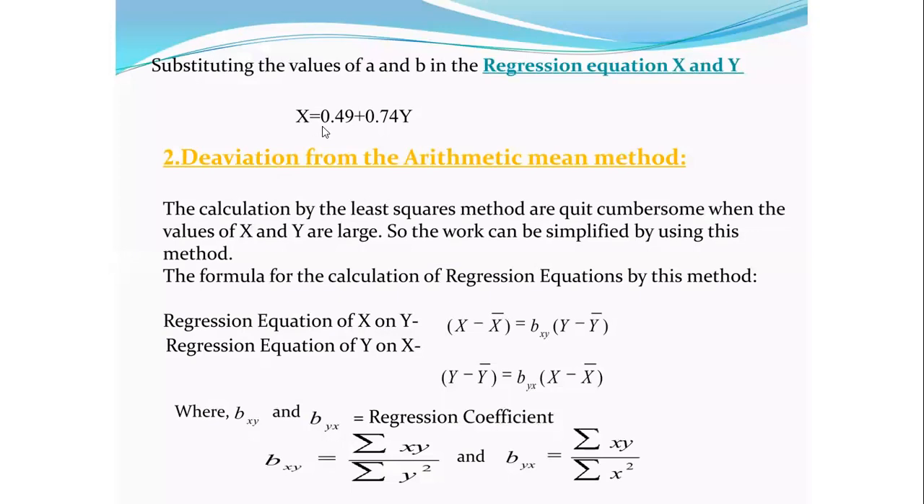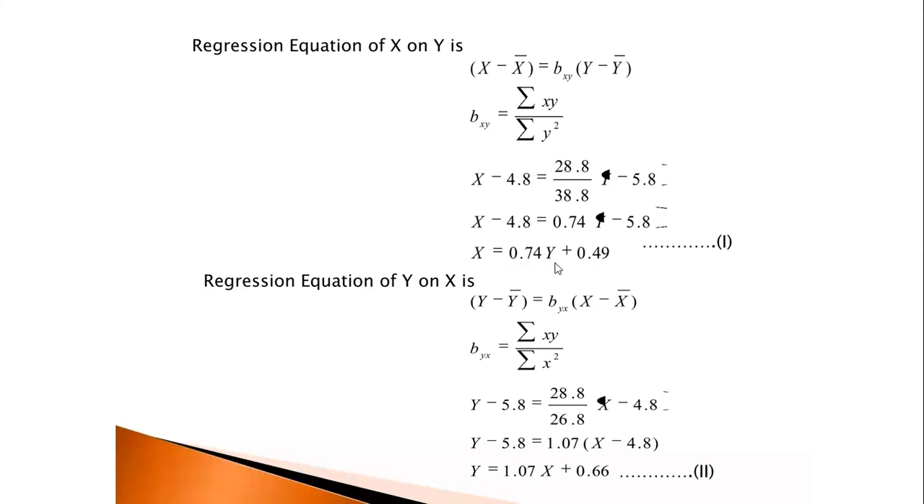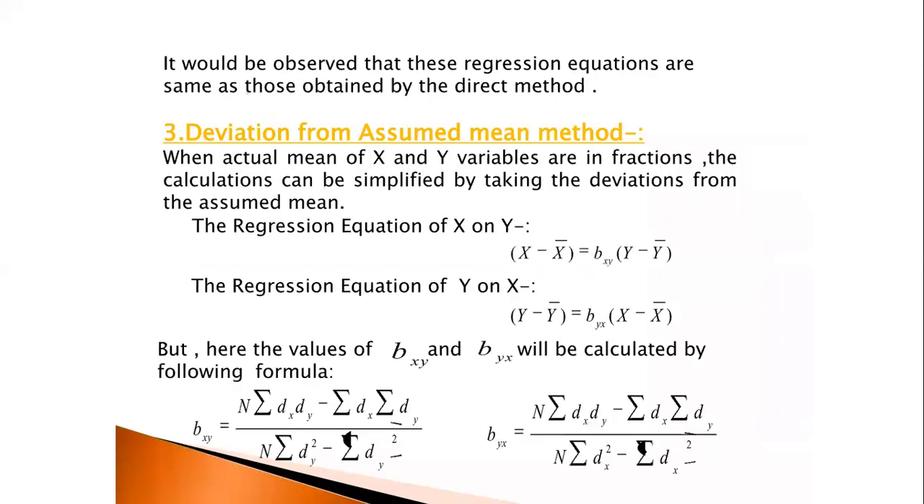So here you can see x is equal to 0.49 plus 0.74y. So in this method also we'll be getting the same answer. X is equal to 0.74y plus 0.49.